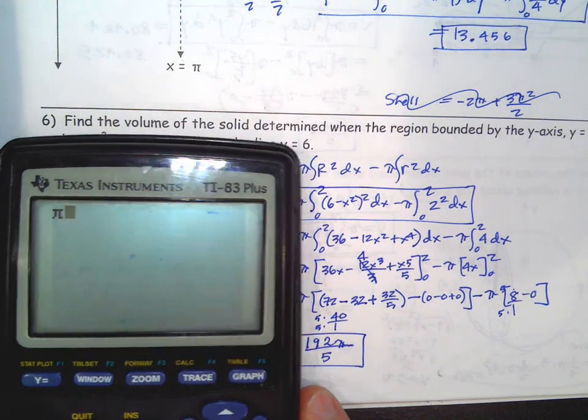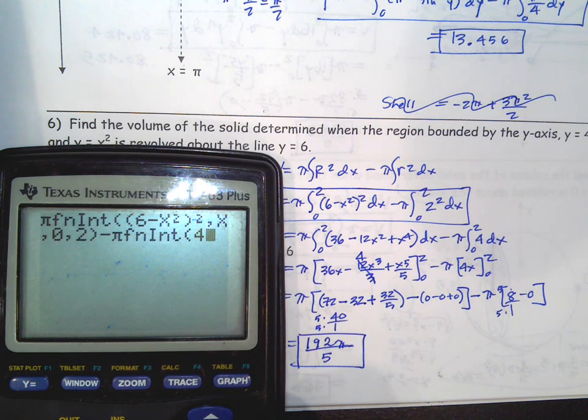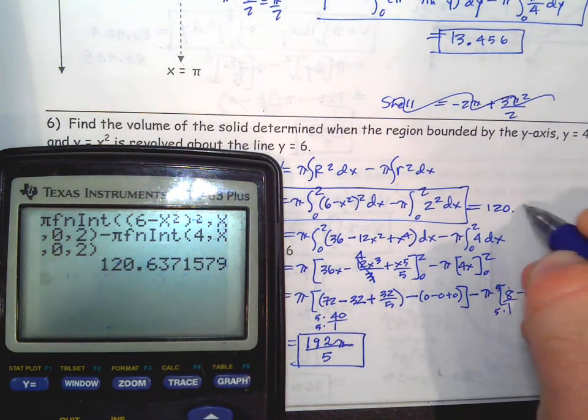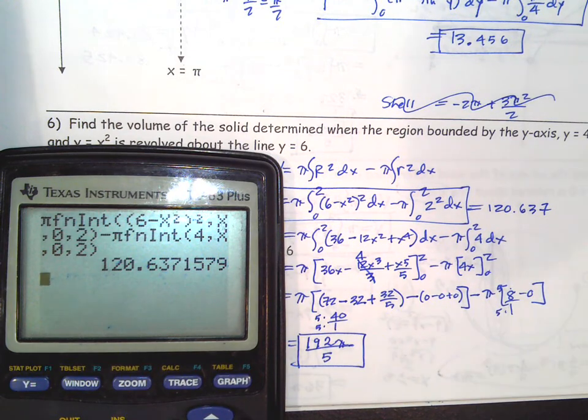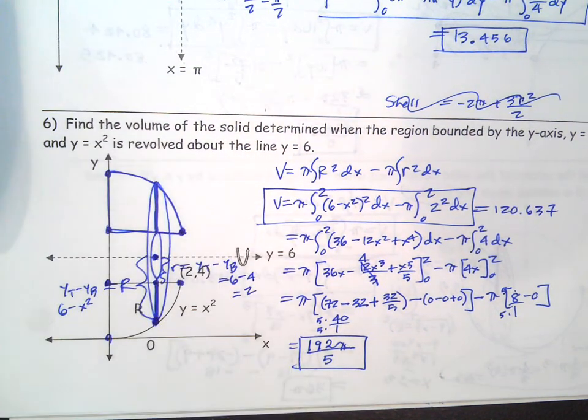Pi, math 9, parentheses 6 minus x squared, close parentheses squared, comma x, comma 0, comma 2, minus pi, math 9, 4, comma x, comma 0, comma 2. And we get 120.637. 192 pi over 5 is 120.637. Perfect.